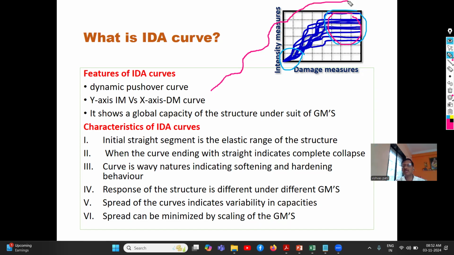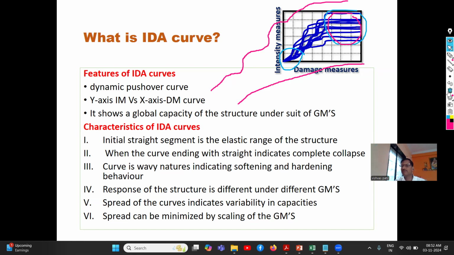this is the general pattern of the IDA curve. This is not applicable to all ground motions. In some of the ground motions, initially it will be an elastic zone, and then the structure marches towards failure. So mostly the nature is wavy.